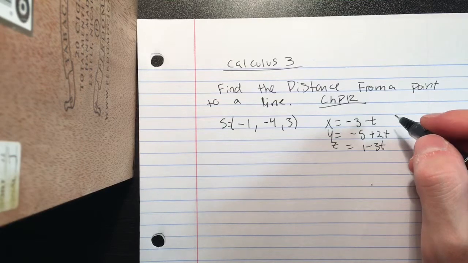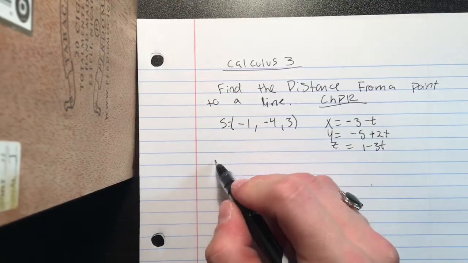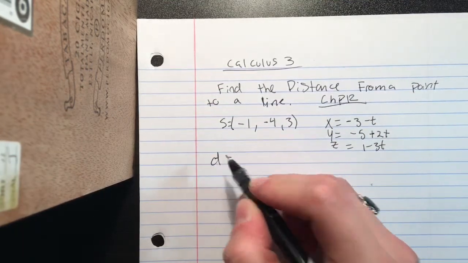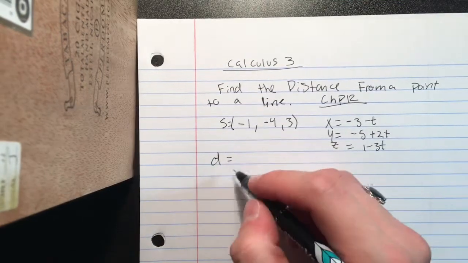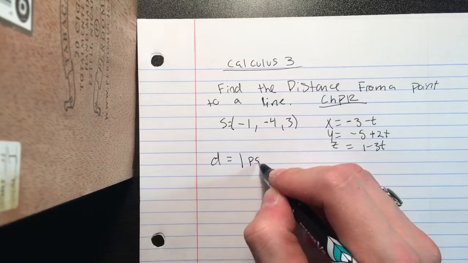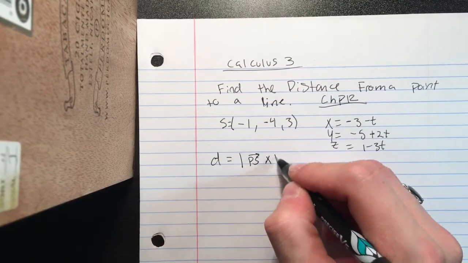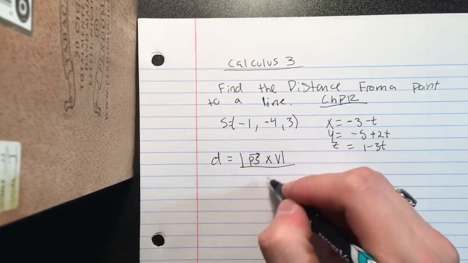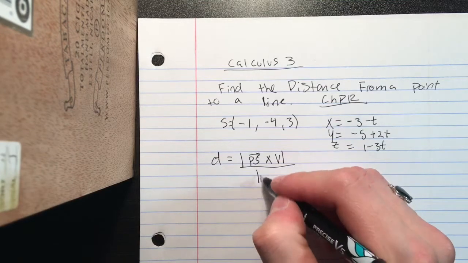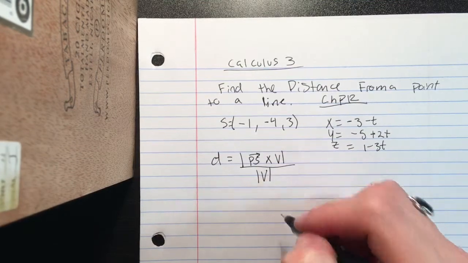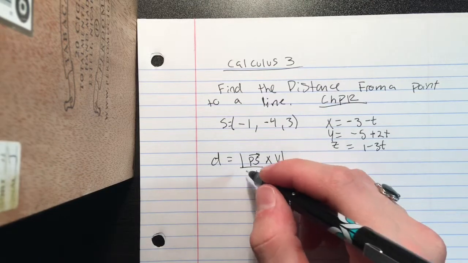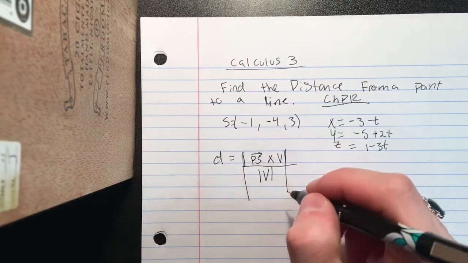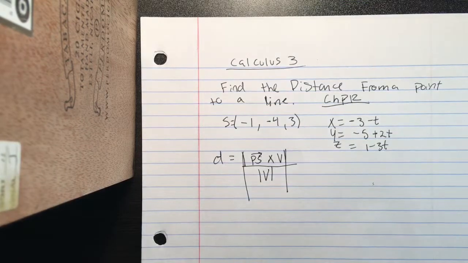All right, and so I'll write the distance equation here because that lets me easily see this, which is the cross product of PS and V, over V. And I'm pretty sure it's this. Let me check real quick.